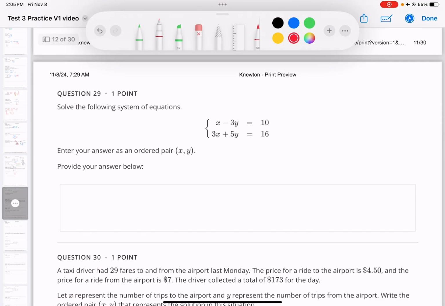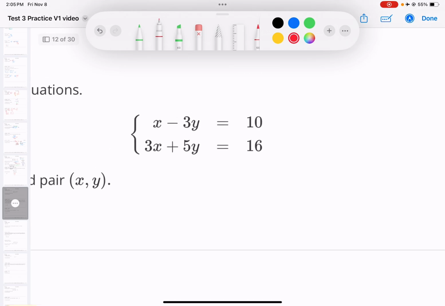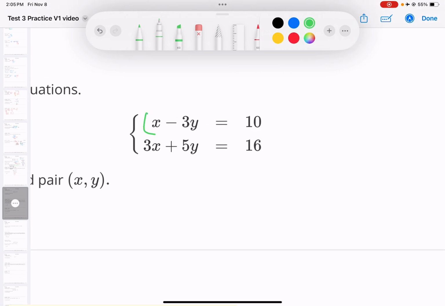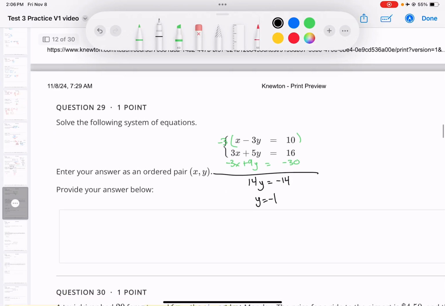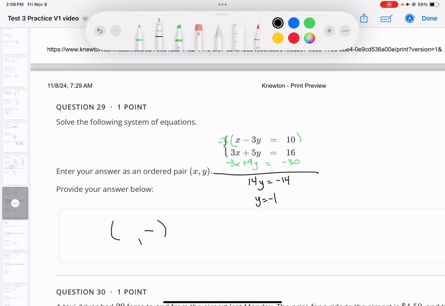All right, solve the system of equations. I'm going to use elimination on this one because I can times this one by -3. So let's give me -3x plus 9y equals -30. Add those together. That's going to give me 14y equals -14. What do you know? Y equals -1. So I got a quarter pair, -1.